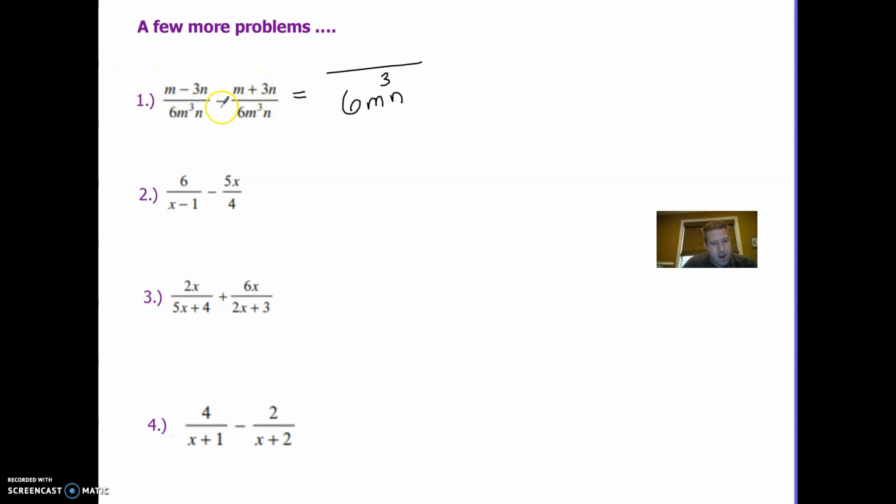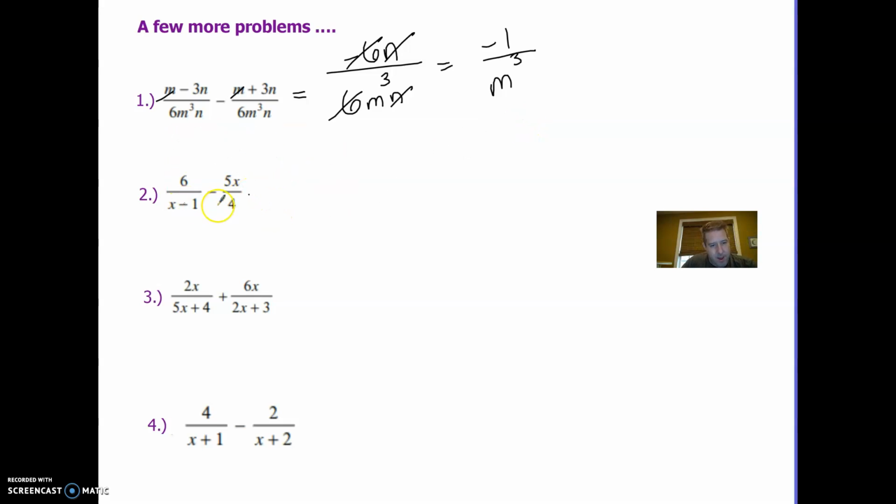So m minus m makes no m, so the m's basically just cancel each other out. Negative 3n minus 3n more makes negative 6n. All right, now from here, we got some more reducing we can do. We can reduce vertically because remember, we have a monomial over a monomial, so not like before when we had a binomial. So negative 6 divided by 6 is negative 1, and n divided by n is itself, and we're left with negative 1 over m to the third power. And it looks like that's it for that question.